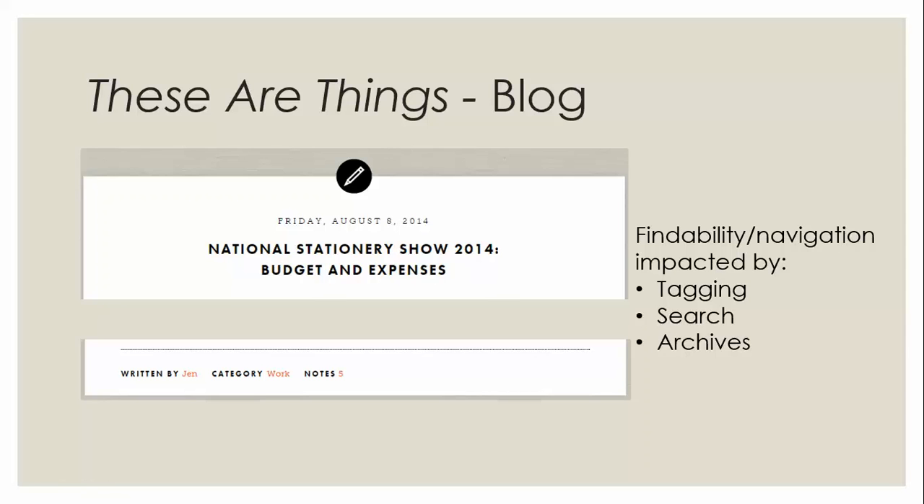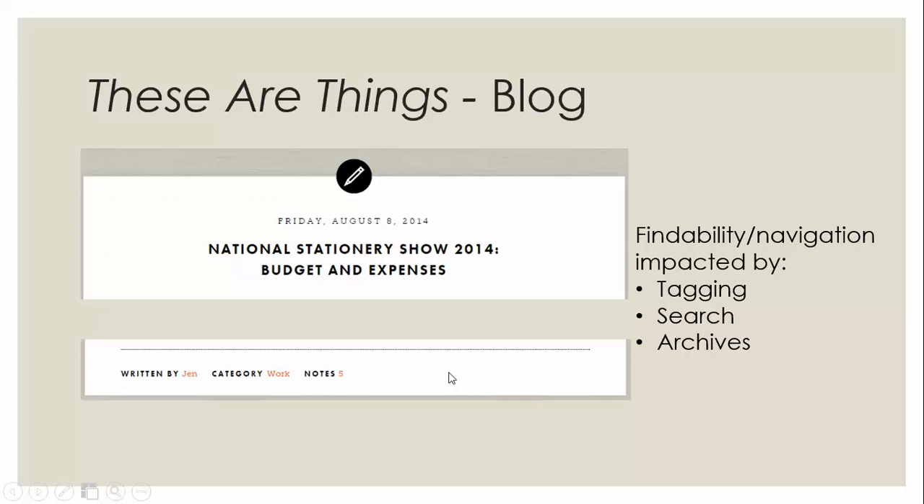So the blog page itself is very clean. At the top of every blog, you have a little icon, the date, and the title of the blog. And down at the bottom, you have some minimal information: who it was written by, what category it goes under, and how many notes it has.